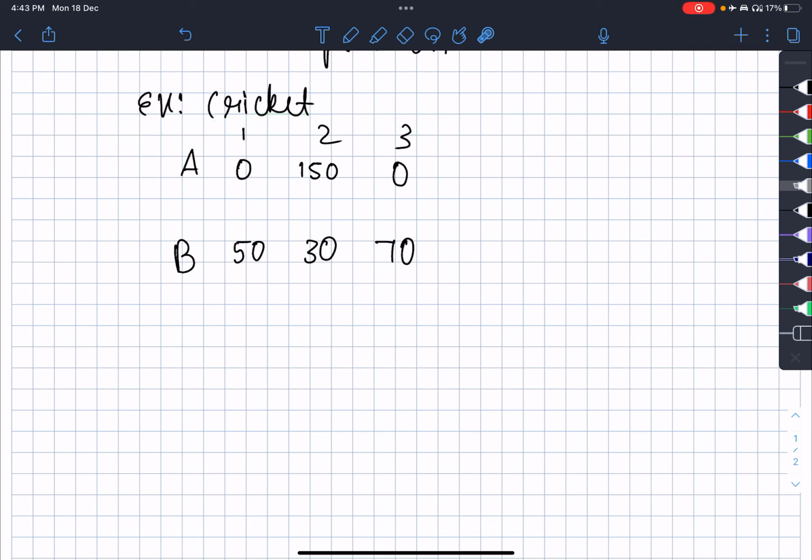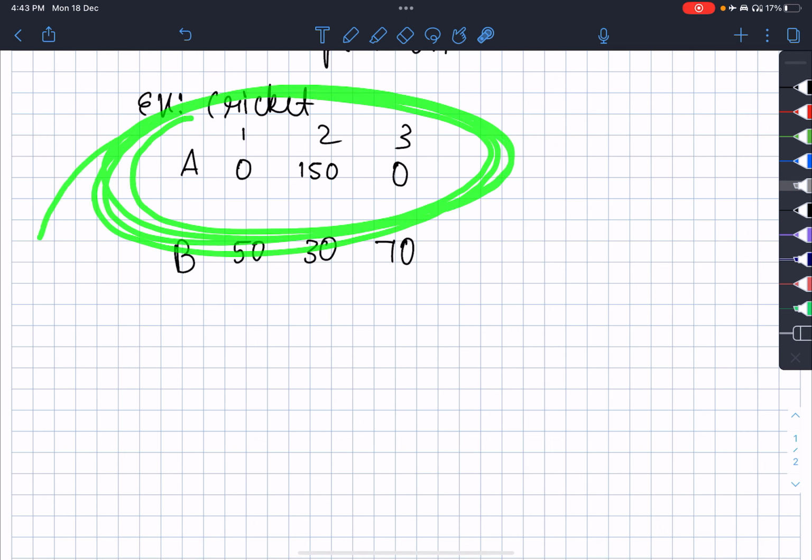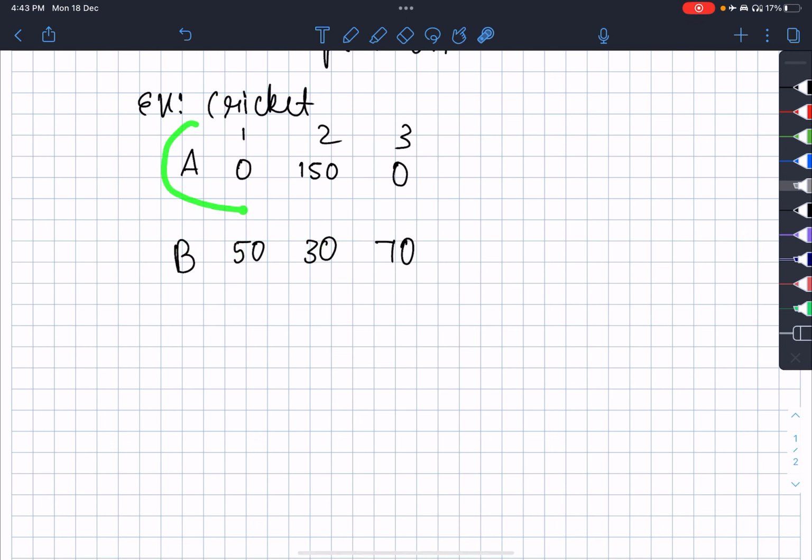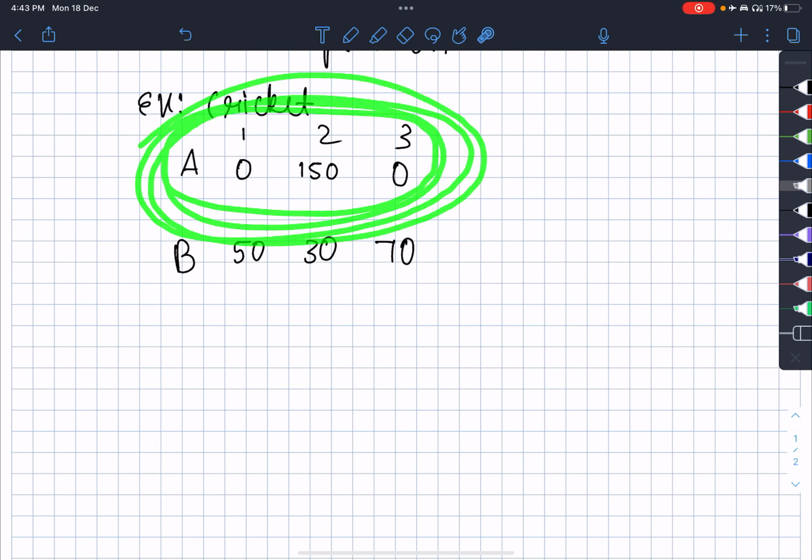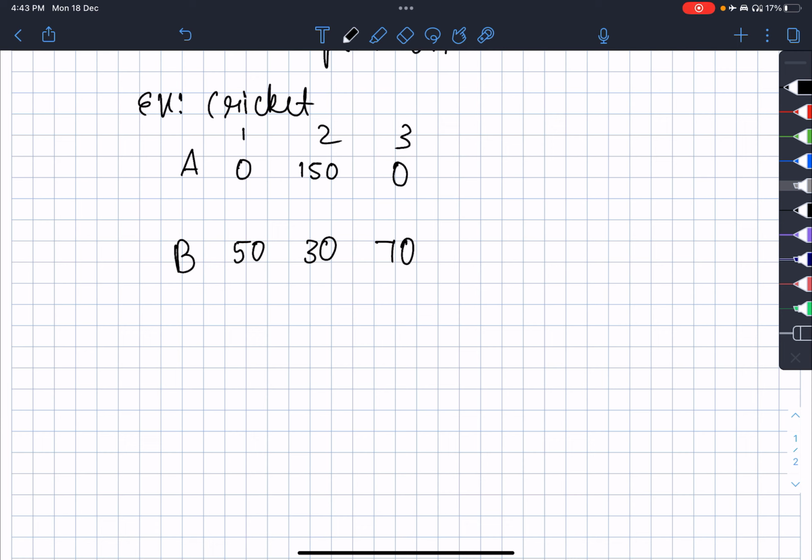Now if you talk about the death overs, the last over, who is the kind of hitter who goes and directly hits and makes the ball go out of the ground, smashing it out of the ground? Who are we going to choose? Player A. Why? Because he's a player who will either hit a six, or he'll be out. He'll be getting out.